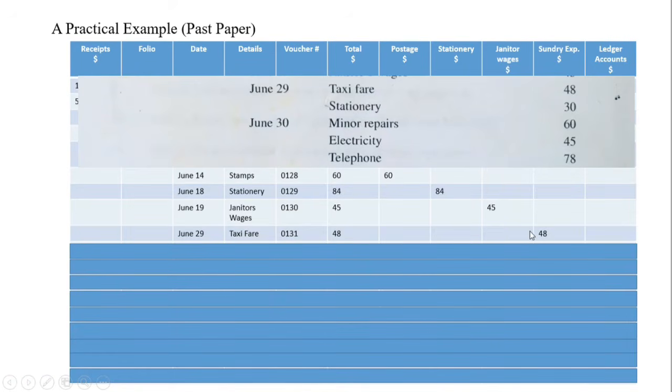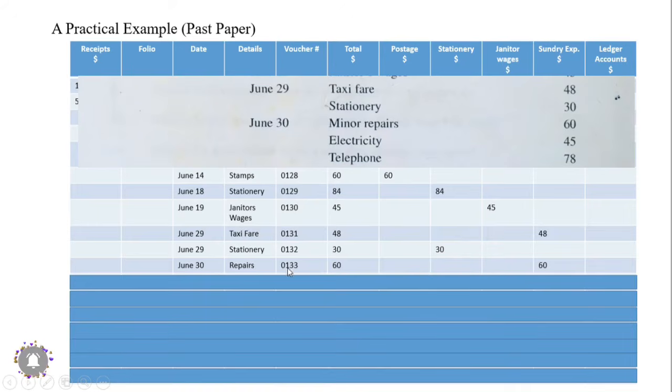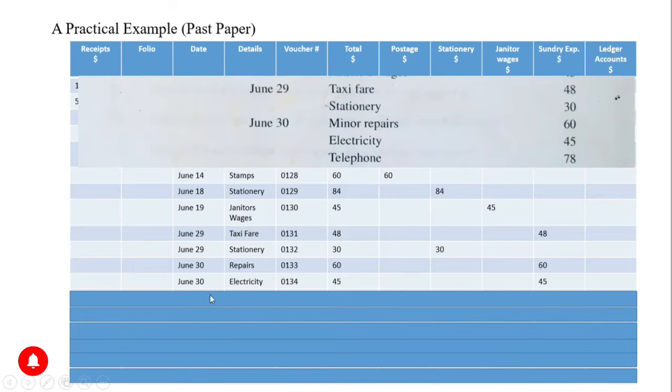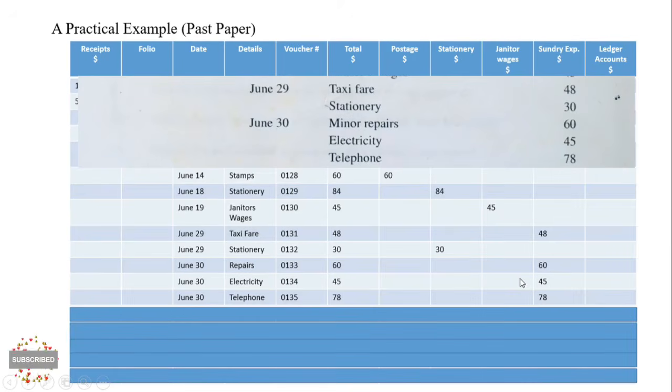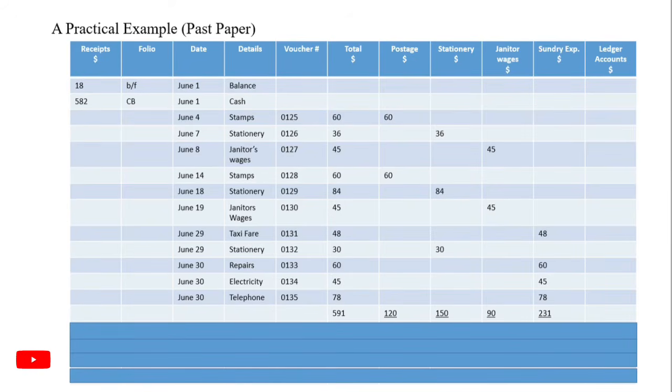All right. Then we have again on June 29, stationery, which is very similar to June 18. So the same principle would apply there. Then you have June 30, which is another example of a sundry expense. June 30, electricity, another example of a sundry expense, because we do not have an analysis column that it could fit under, and so you record it under the sundry expense column. June 30, telephone, which is another example of a sundry expenditure. The same principle would apply there. And then we have completed entering our items.